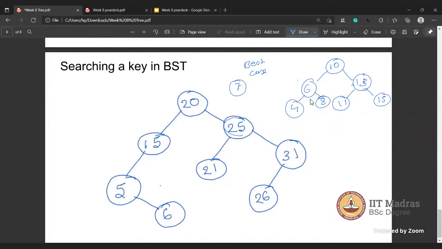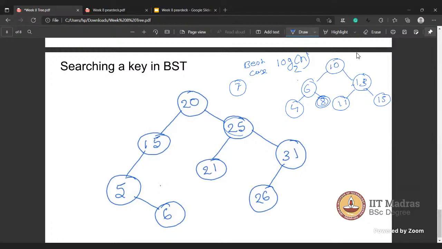Suppose if you want to find 8 is present or not, so how many comparison we need? First 1, 2, 3, 3 comparison. So what is log n? So best case is log n. You got it? Okay, that is log base 2.